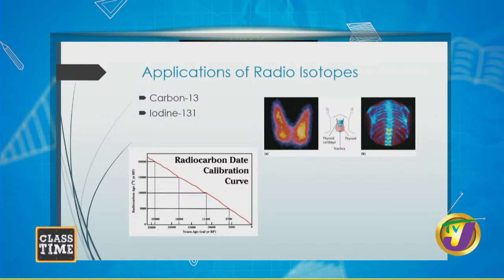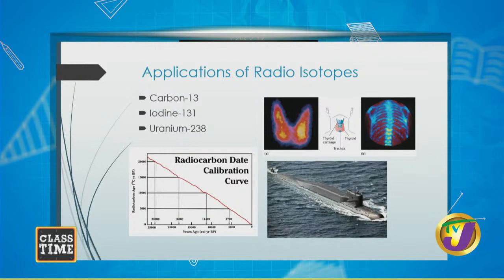And everyone knows uranium, uranium-238. It's a good power source. It's used to power nuclear submarines, nuclear power stations, and it's even used to make bombs. Now, let's do some questions.